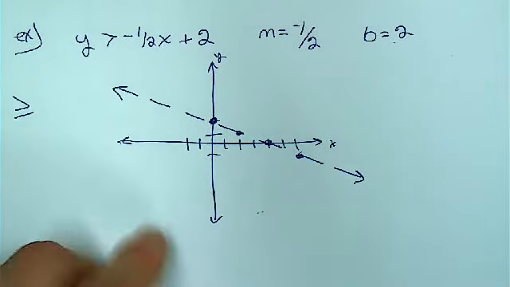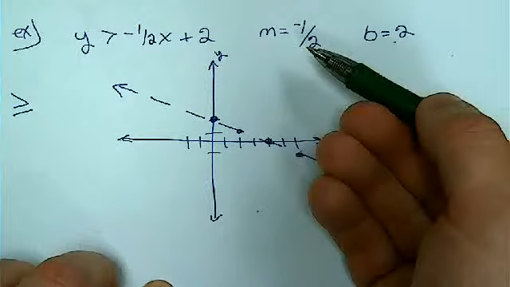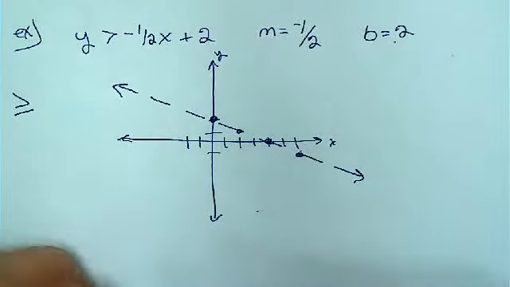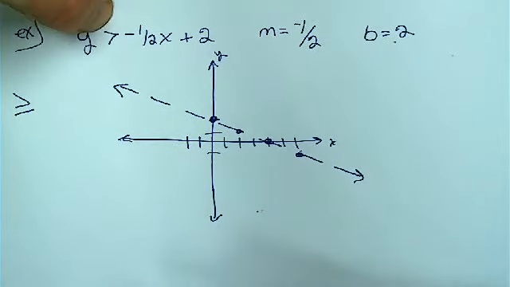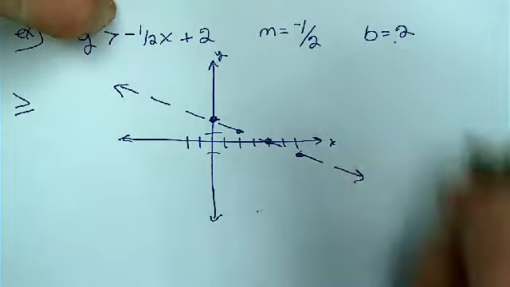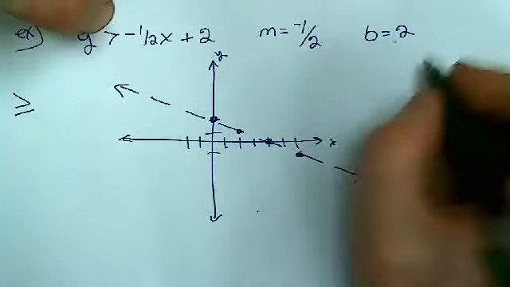Now I have to figure out, am I going to shade below it or above it? Rule of thumb, if you can't figure anything else out, you can always try, say, well, it's greater than, so it must be more. But you want to be sure, because sometimes the equations get weird.